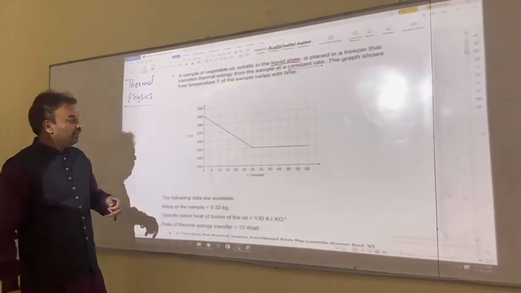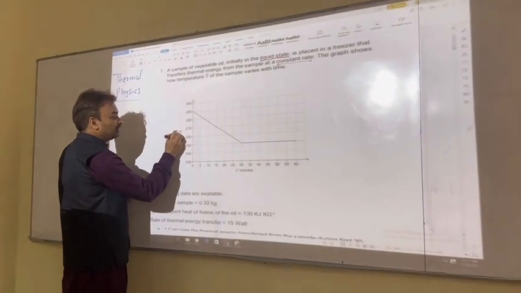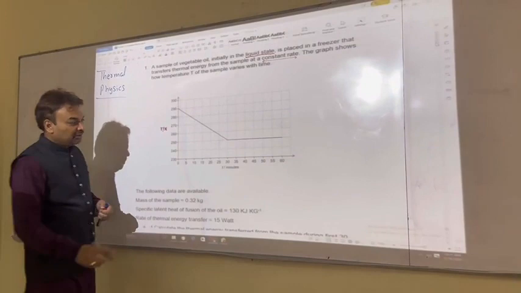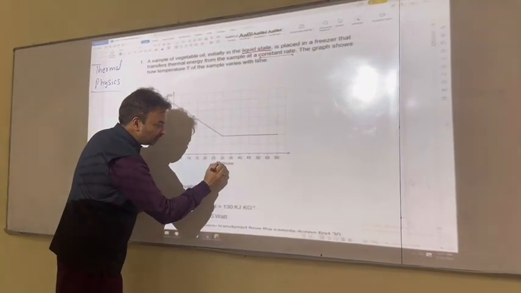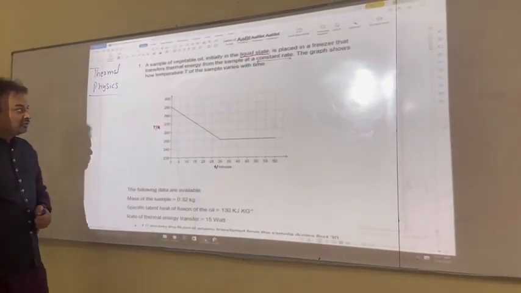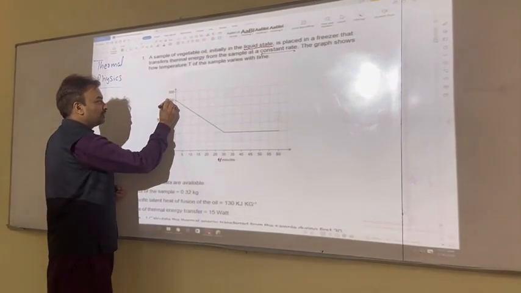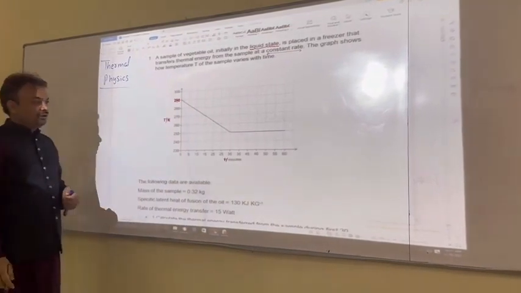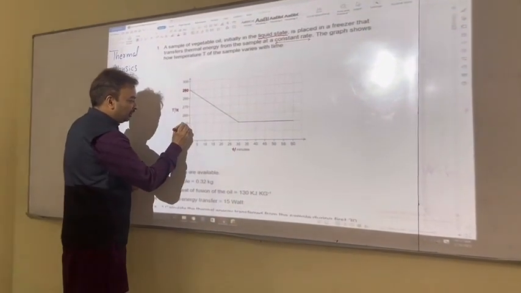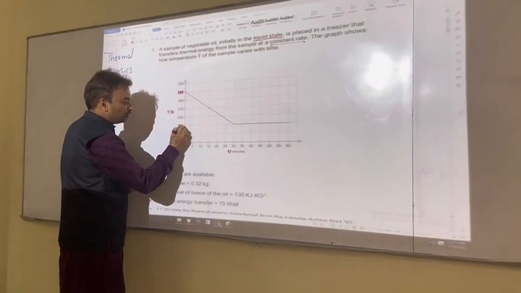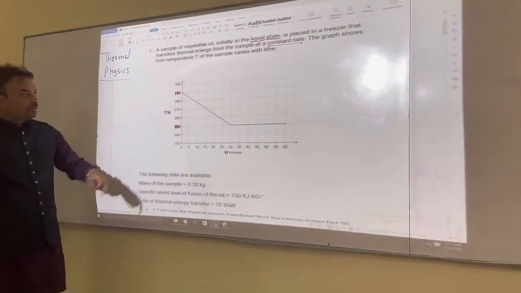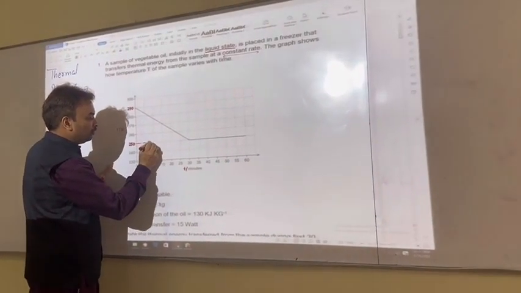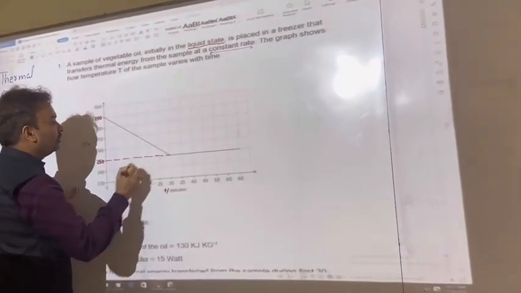So this is the graph we have. The temperature, in Kelvin, is along the y-axis, and time, in minutes, is along the x-axis. So we start from temperature 290, and finally the temperature is reduced to 250. So from 290 to 250.